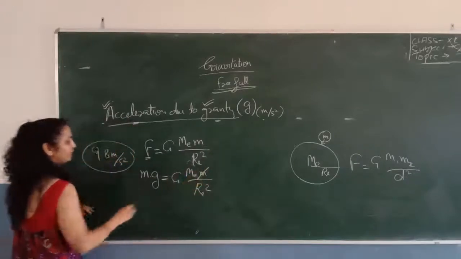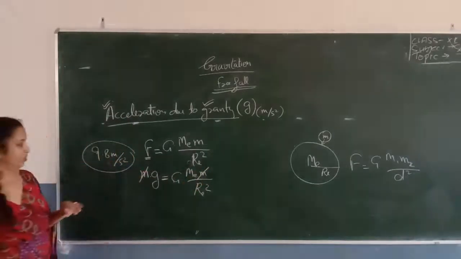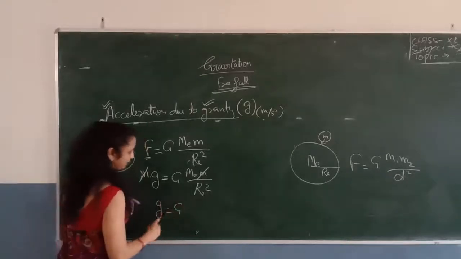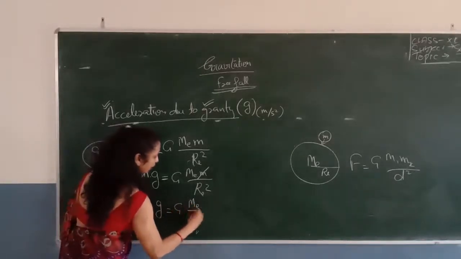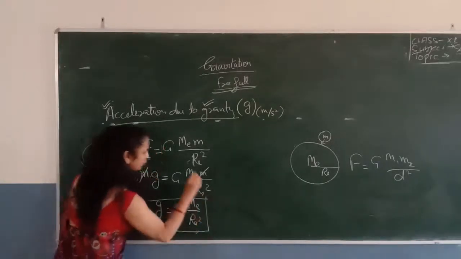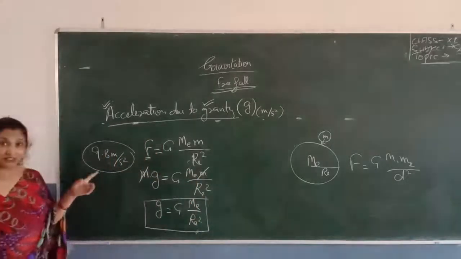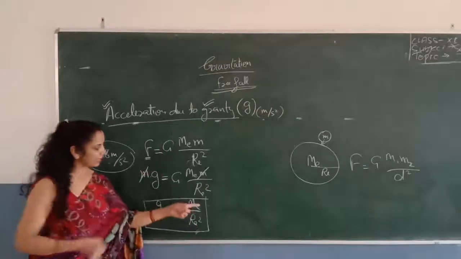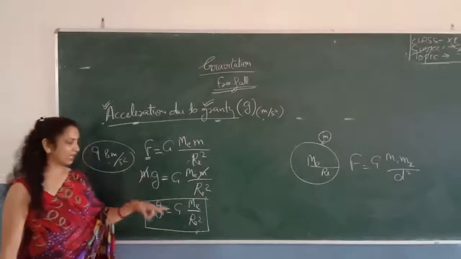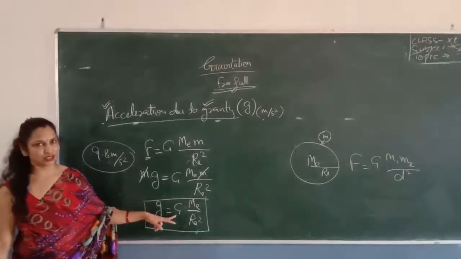So we can cancel out m and m. What will we get? It will be g is equal to GM upon r square. So this is the derivation of g, where m is the mass of the earth, r is the radius of the earth, and G is the universal gravitational constant.